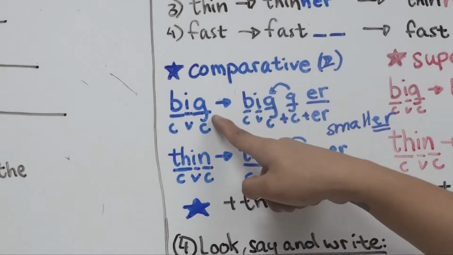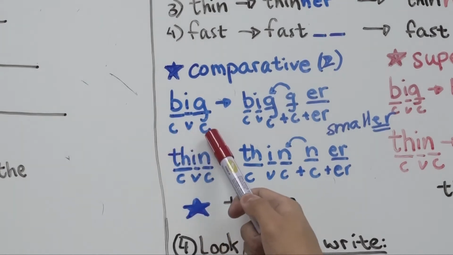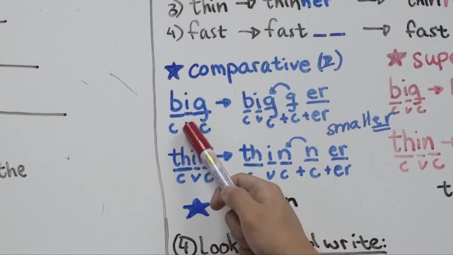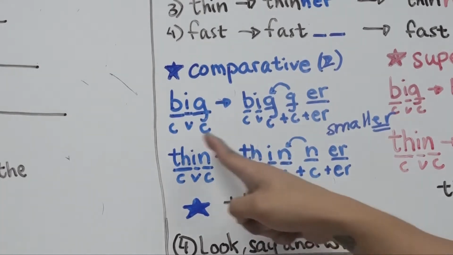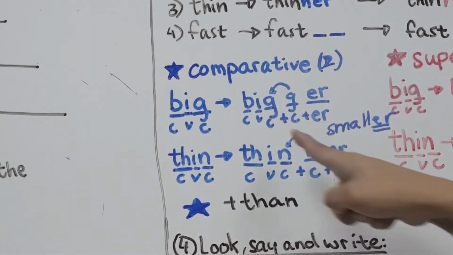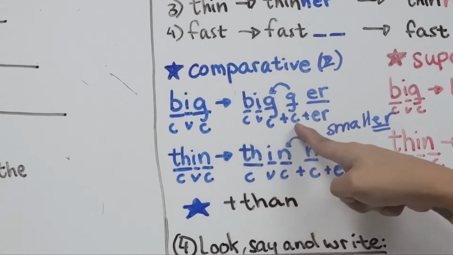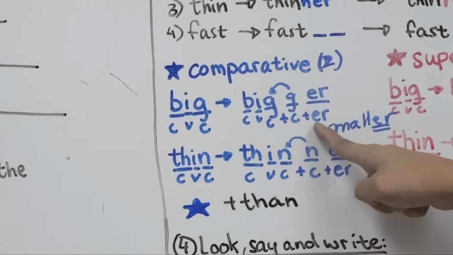Now, G, is it a vowel or consonant? Is G A, E, I, O, U? No, right? So it's a consonant. So we have C, V, and C, right? C is the B, V is I, and C is G. So when we have three, 1, 2, and 3, C, V, and C, we need to put another C, and then ER.